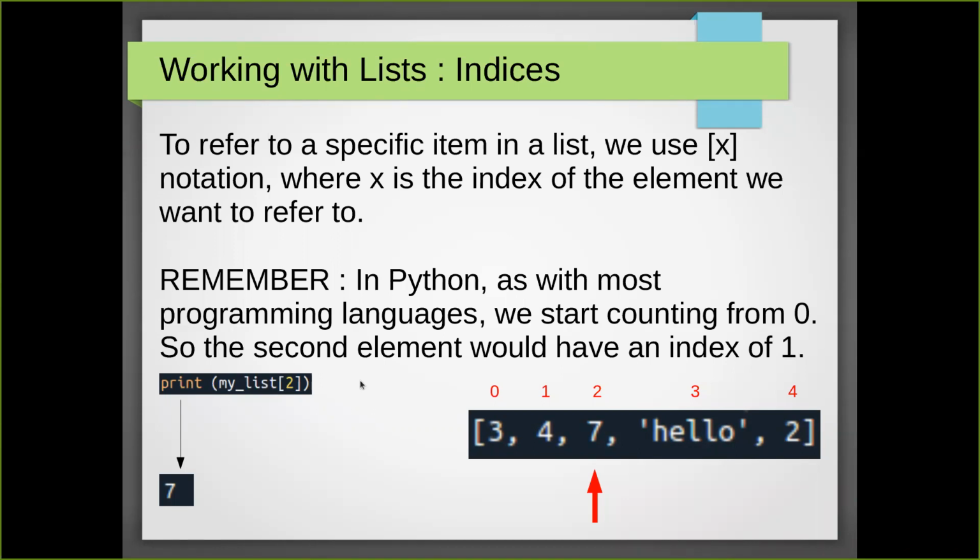Now we can refer to individual items in the list by using square bracket notation. So we can refer to the list by its name, my list, and then use square brackets to give an index number. If I put print my list, open square brackets 2, close square brackets, then that will return the value at index location 2, which is the third element in the list. So in this case, the number 7.